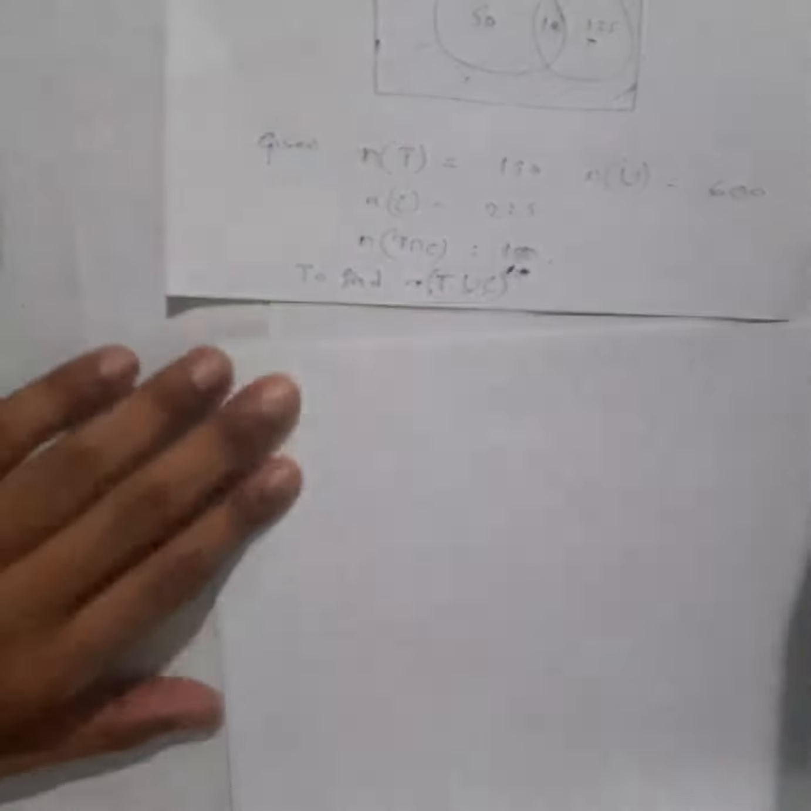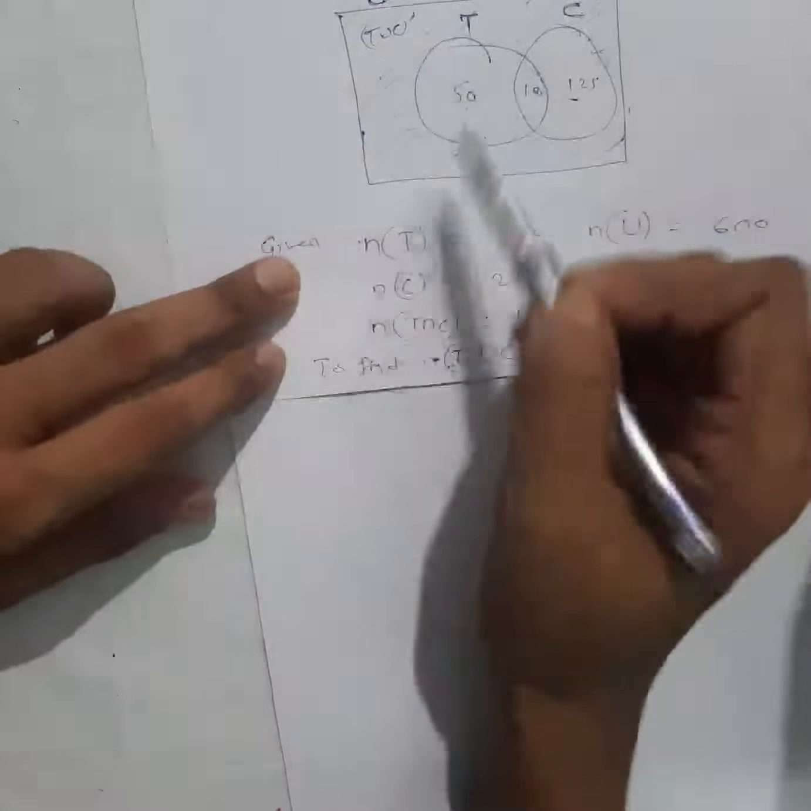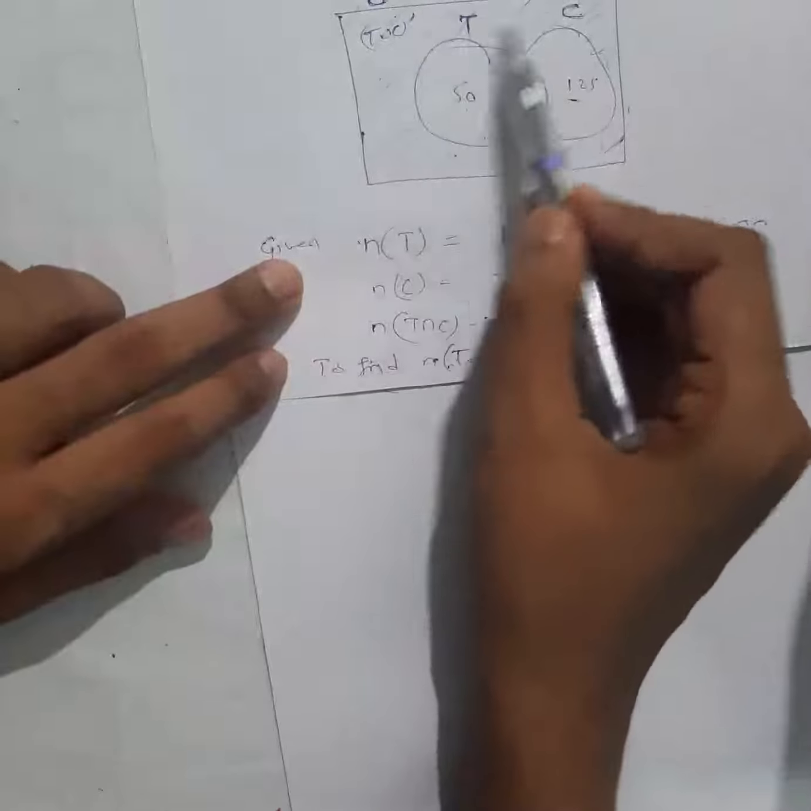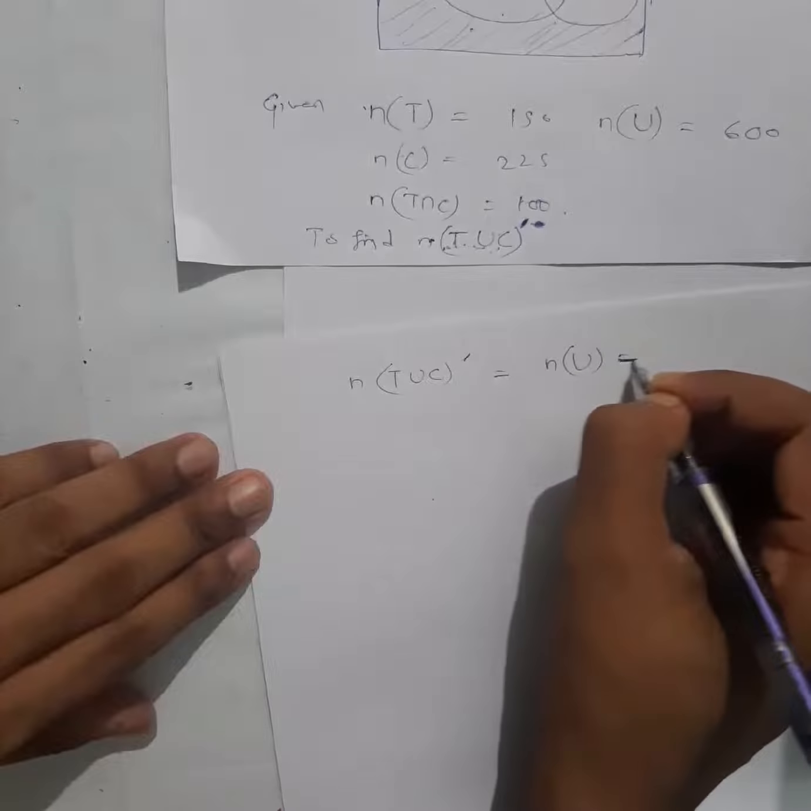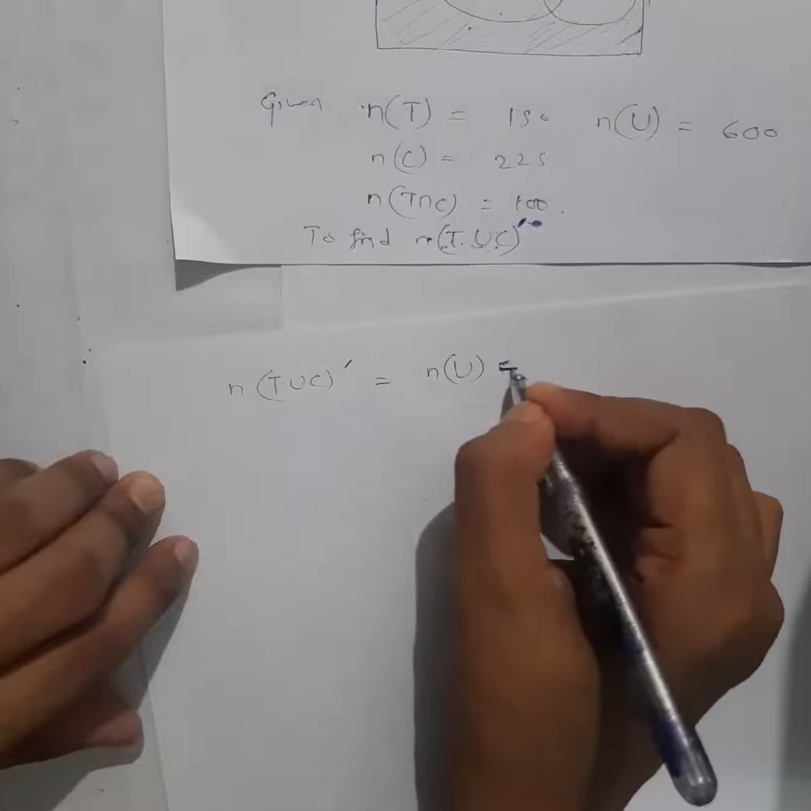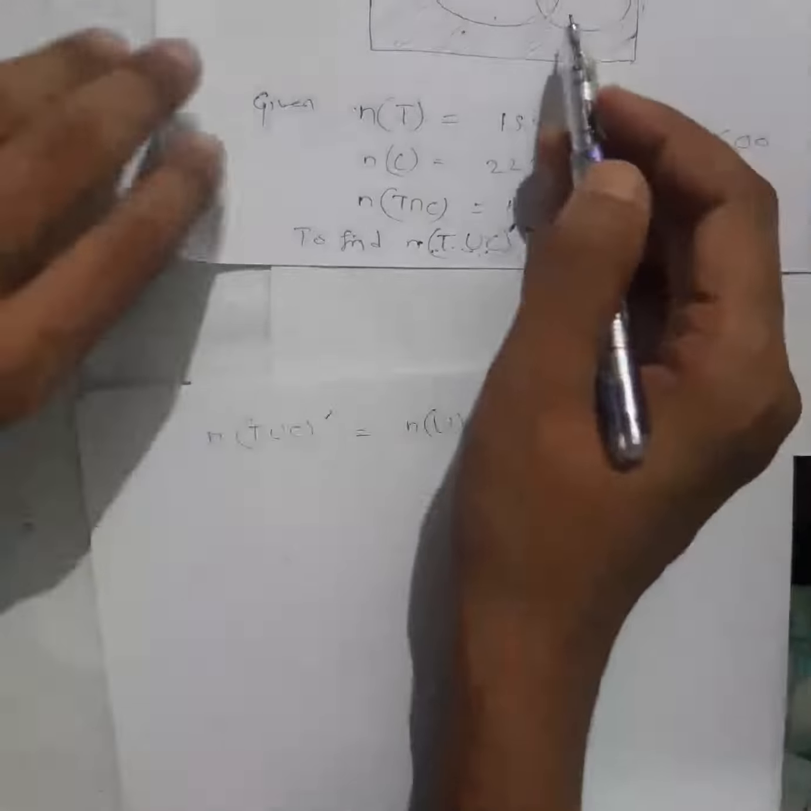Okay, let me write on another page now. Now what do you have to find? We have to find (T union C) complement. Now the number of students in (T union C) complement will be how much? According to the Venn diagram you try to find out the formula. According to this Venn diagram, this will be how much? Can I say the number of students in the universal set minus this portion? Now this portion is how much? Can I write like this? Universal set minus the number of students in T union C. I have to find that. Now this we already know, 600, right?